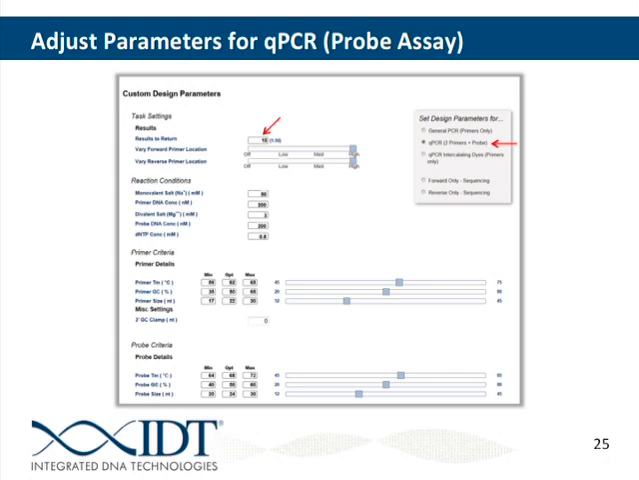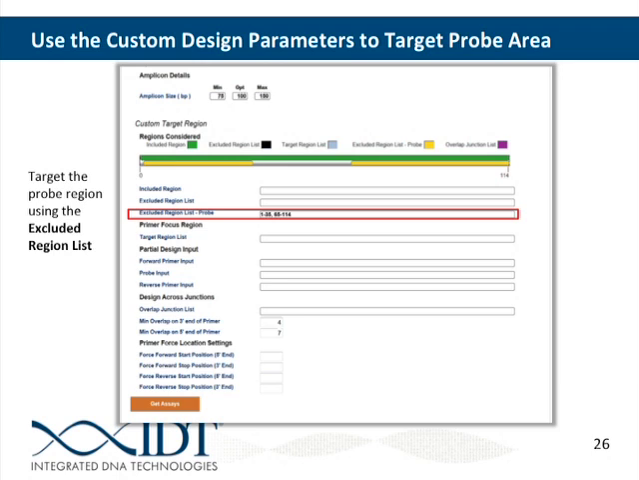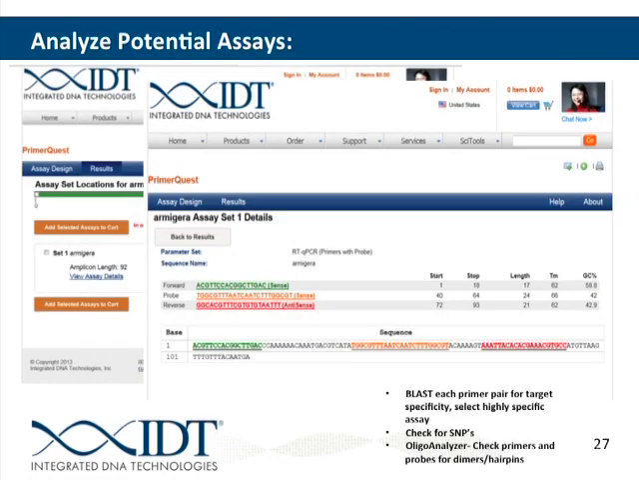Again, SNPs are probably not relevant. And then use OligoAnalyzer to check the primers and probes, again, for dimers and hairpins. And so this is the assay that PrimerQuest came up with. And you can see it looks pretty good.